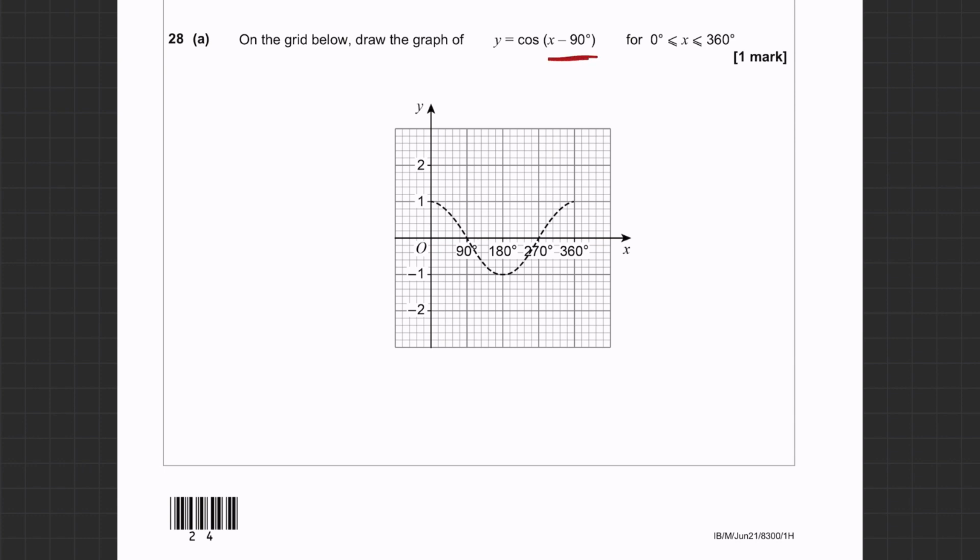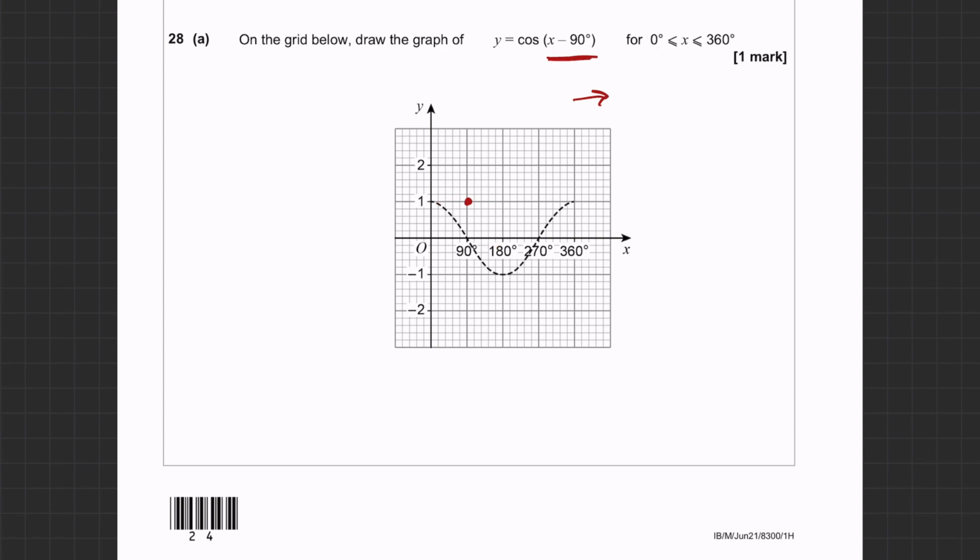Now, when it's got minus 90 degrees within these brackets, you don't shift it to the left, you actually shift the cos diagram to the right. So it's actually going to go 90 degrees to the right. So this point here will shift 90 degrees to here. This point will shift to here, and so on and so forth.